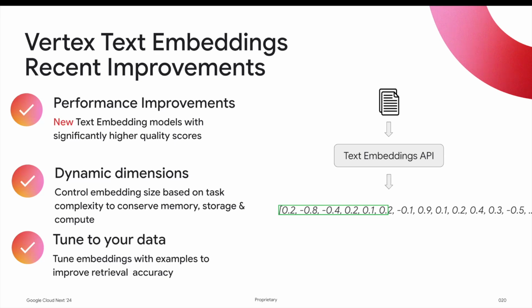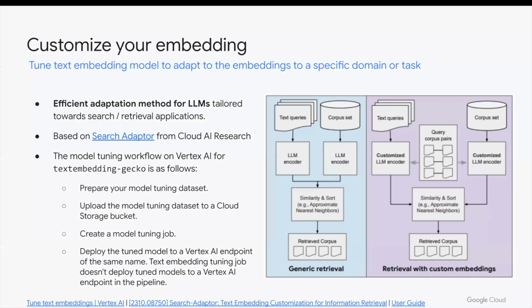And this is very interesting, especially when you want to build a high quality search product itself. So let's talk about this tuning itself, right? And what exactly happens underneath when you talk about customizing or tuning an embedding. So at Google, we recently, well, not recently, about 6-7 months ago, we launched this feature within Vertex AI, but it's based on this paper called Search Adapter from Google Cloud AI Research.